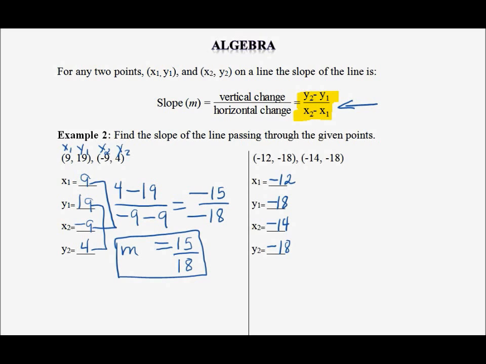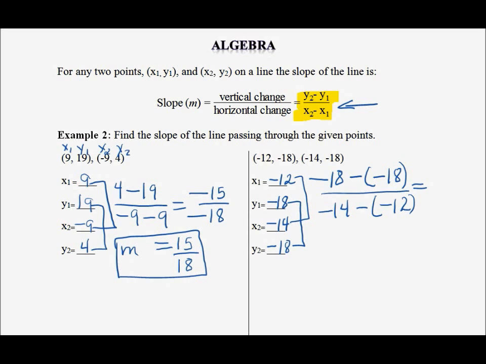Okay, once again, the change in y's is going to be a numerator, so I want to subtract the y's. So this becomes negative 18 minus a negative 18. That's my numerator. My denominator becomes negative 14 minus negative 12. All I'm doing is taking these numbers and arranging them in the order of the formula. That's all I'm doing. Okay? So this will give me a negative 18 minus a negative 18.